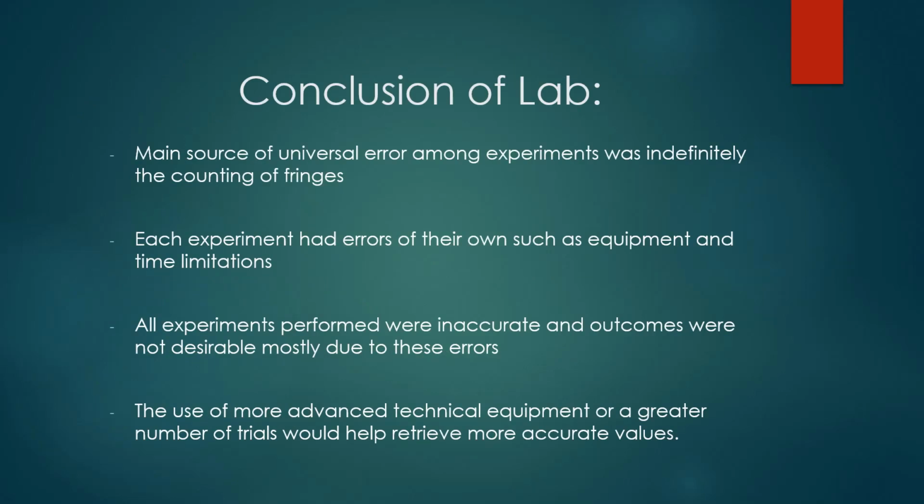Analysing the results of this lab, it can be seen straight away that there was a very large amount of error, mostly due to the counting of fringes, as using human observation is prone to error. On top of this, each separate experiment had their own sources of error, such as equipment and time limitations. This resulted in an undesirable outcome, which, although undesirable, was due to errors that can be fixed in future experiments. Using advanced observation equipment with more time to undergo a larger amount of trials would help retrieve more accurate values.